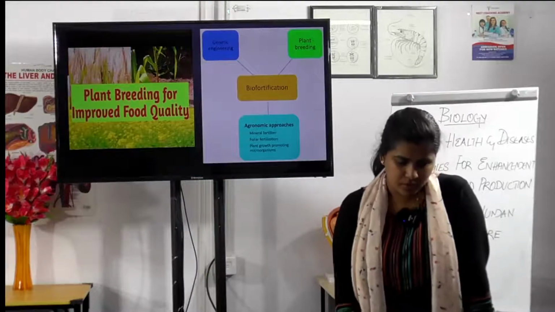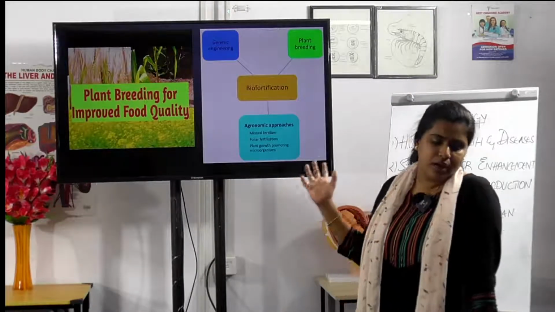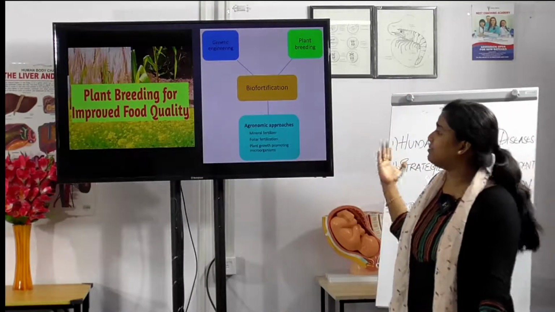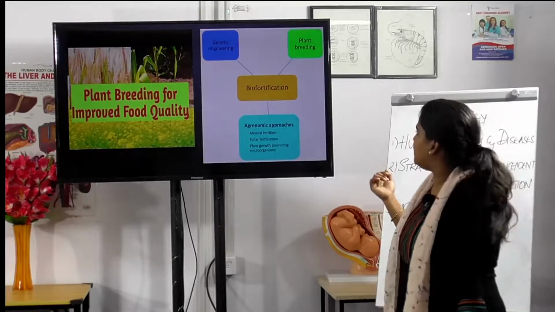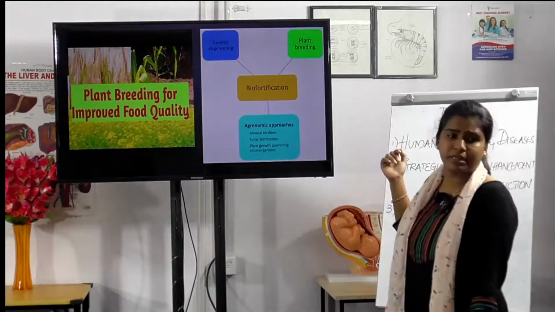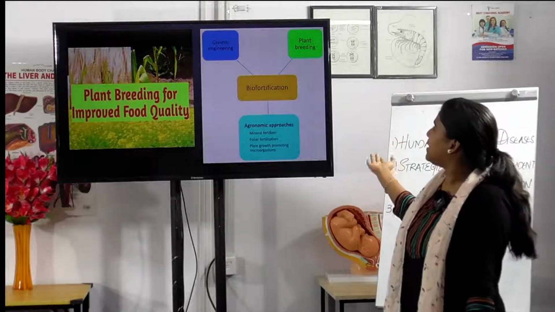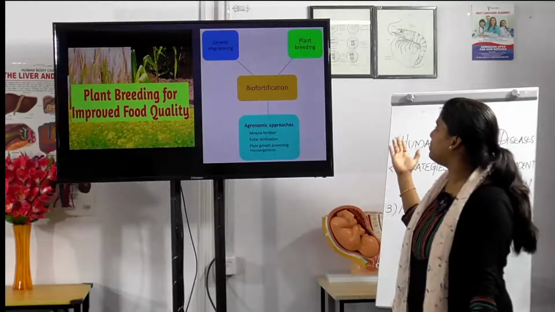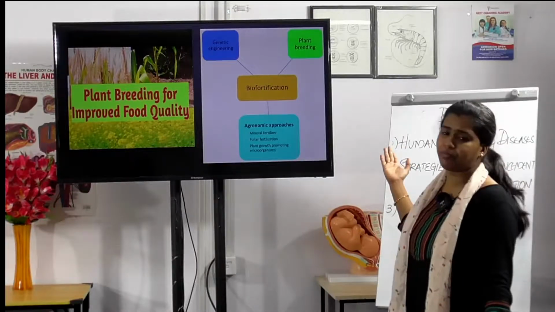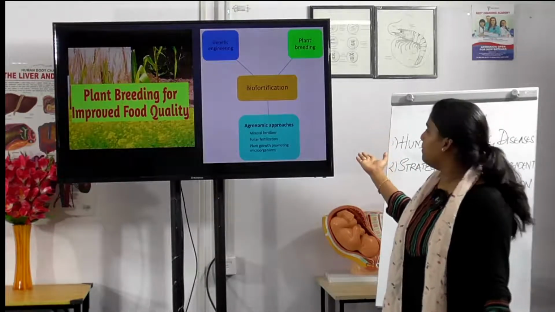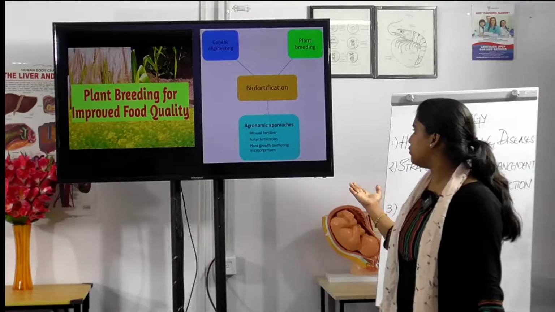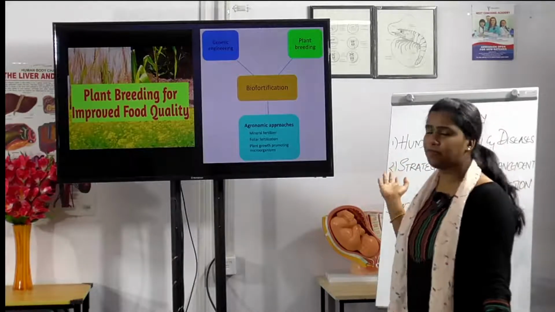Now let us see plant breeding for improved food quality. The first one is biofortification, which is divided into three types. One is genetic engineering, then plant breeding, and agronomic approaches, which include mineral fertilizers, foliar fertilization and plant growth promoting microorganisms.